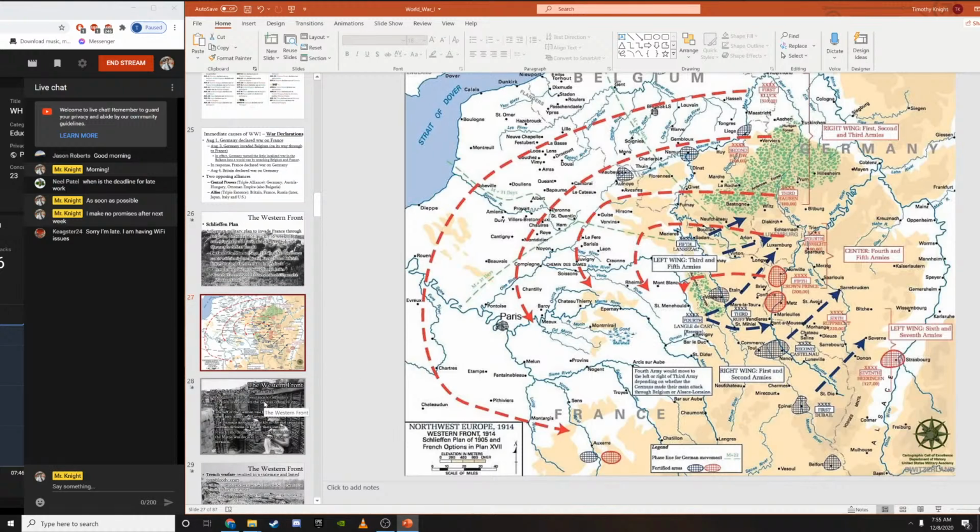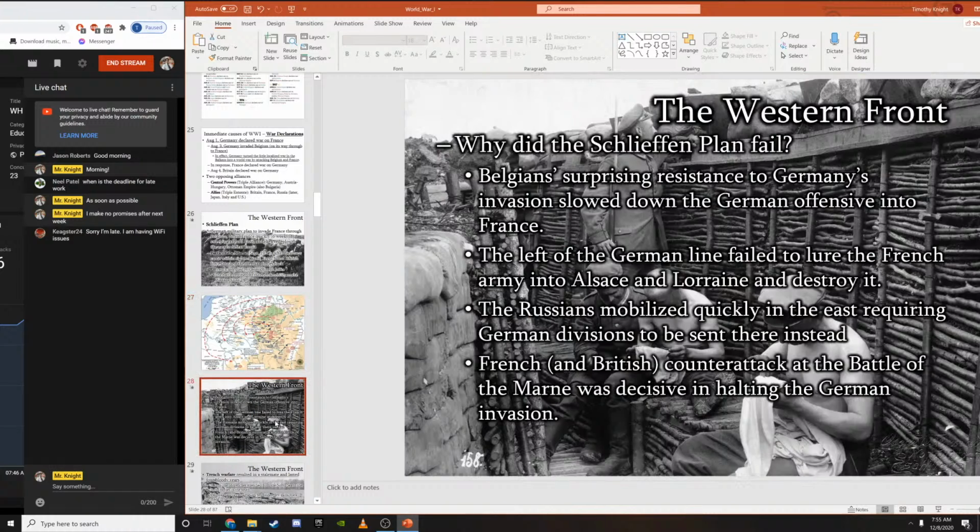And so why does the Schlieffen Plan fail? Well, for a few different reasons. Number one, the Belgians' surprising resistance to Germany's invasion slowed down the German offensive into France, which allowed the French and the British to put up a better defense and get their act together.